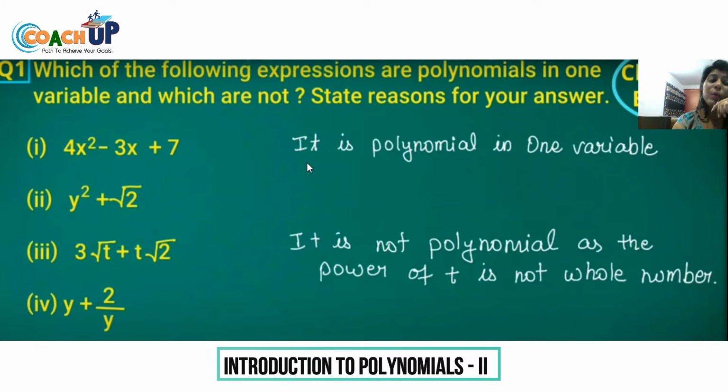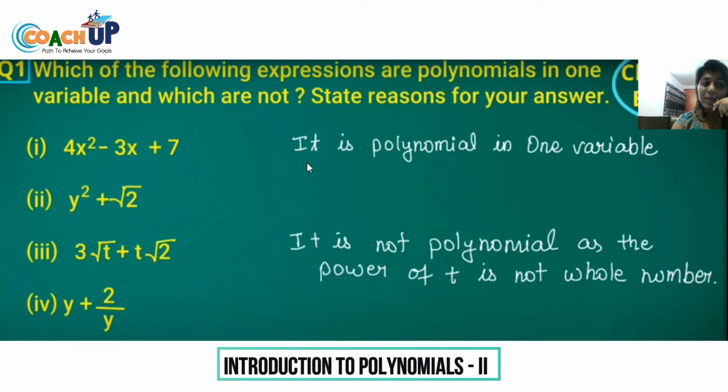So all the schools are following the MCQ pattern, and like the first 20 questions are MCQs or fill in the blanks, whatever it is. So the first question: which of the following expressions are polynomials in one variable and which are not? State the reason for your answer. The first part, 4x square minus 3x plus 7.